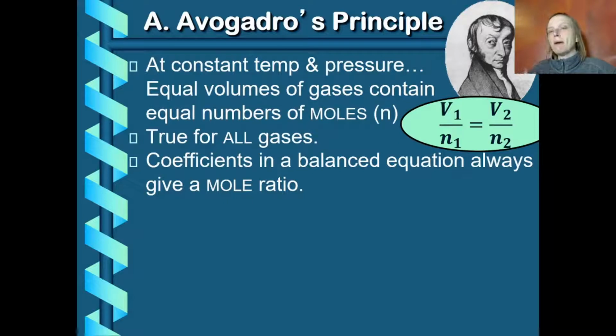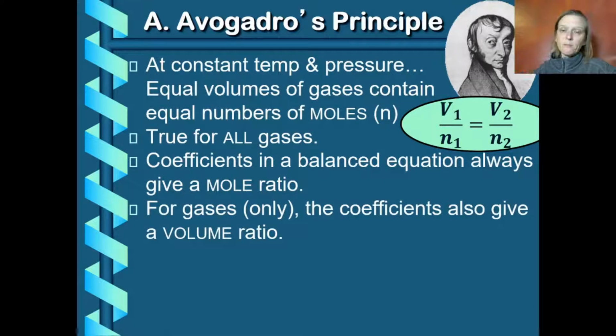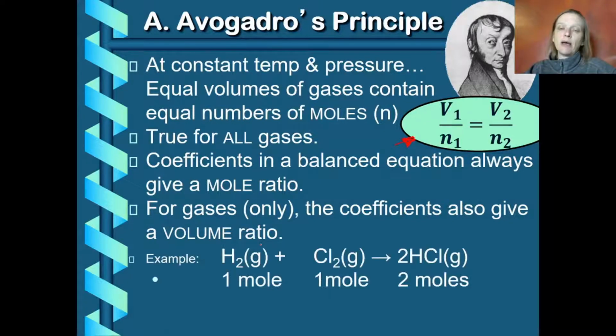So remember that the coefficients in a balanced equation always give you a mole ratio. It always tells you how many moles of one substance you need to react with moles of another substance. When you're talking about gases, because of Avogadro's principle, this also means that the coefficients give you a volume ratio. If you're talking about gases, you get a volume ratio by looking at a balanced equation.